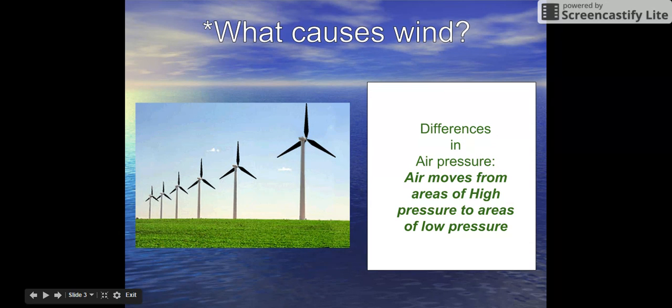Moving on, what causes wind? This is a major concept that will be very important to understand in order to be successful in this unit. Wind is caused by differences in air pressure. So again, air is going to move from areas that have high pressure to areas of low pressure.